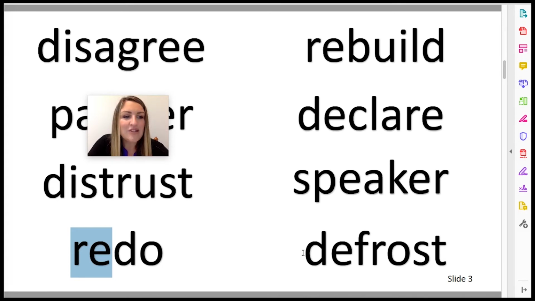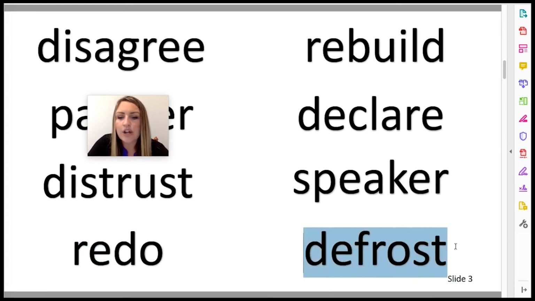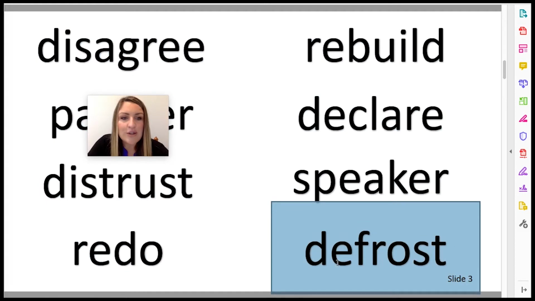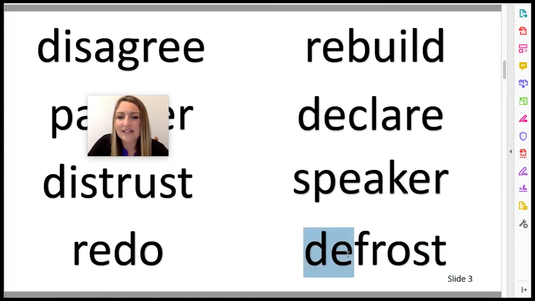Nice job. Let's do it one last time. This word is defrost. Do you see any prefixes? Good job, boys and girls. Let's put a box around the prefix de. Do you remember what de means? Yes, it means separation, away from, or intensity. What is the base word? Let's underline it. Frost. Nice job, boys and girls.